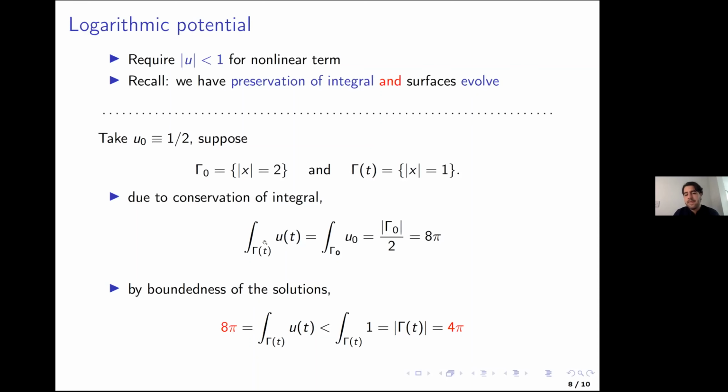In particular, if the area of gamma decreases a lot, you would expect u to increase sufficiently to keep this constant, right? And the problem is that you cannot increase sufficiently in some cases, because u has to remain bounded by 1. So there's an interplay here between the evolution of the surfaces, the boundedness, and the initial condition that has to be taken into account if we are to make a well-posedness statement.